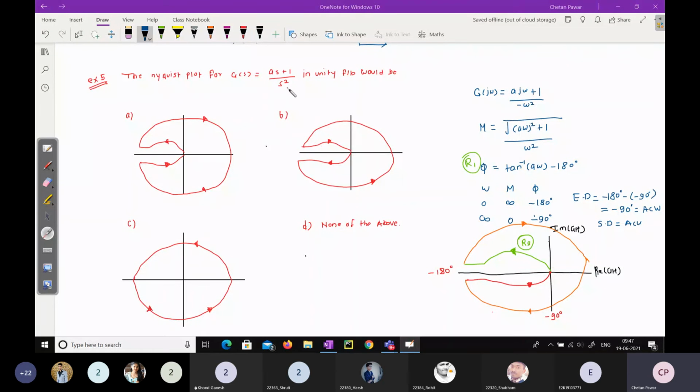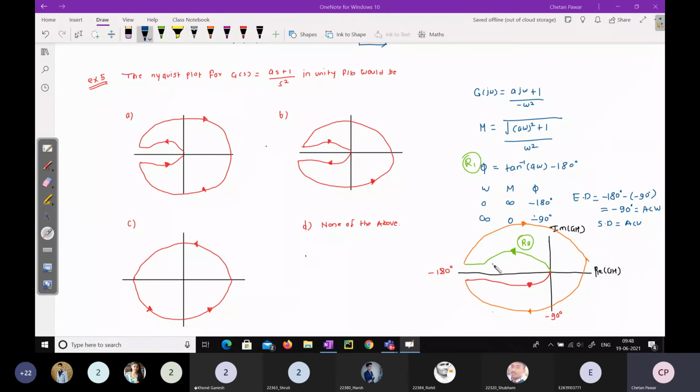Now we just need to see the number of poles at origin. There are 2 poles at origin, so the number of infinite radius semicircles will be 2. Take a note here: we start that infinite radius semicircle where the inverse polar plot ends, at this point, and it will end here. There are 2 poles, so there will be 2 infinite radius semicircles. Again we start drawing the semicircle from this point and it ends where the polar plot starts.